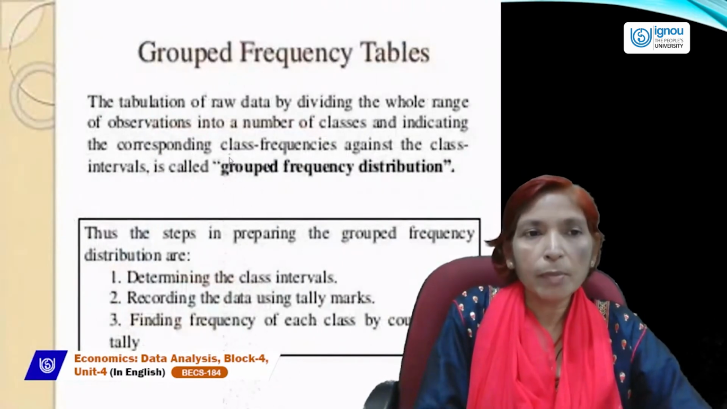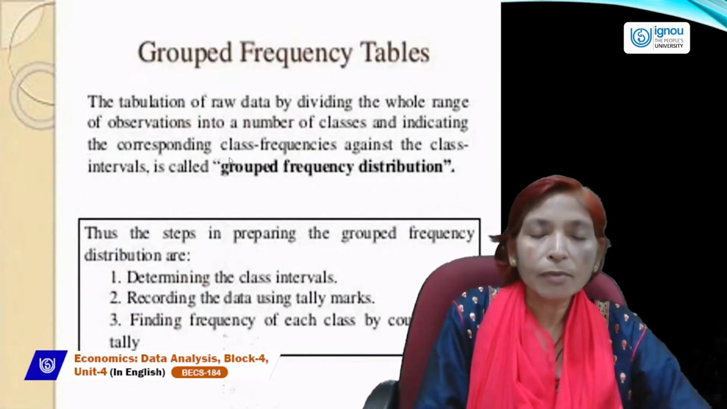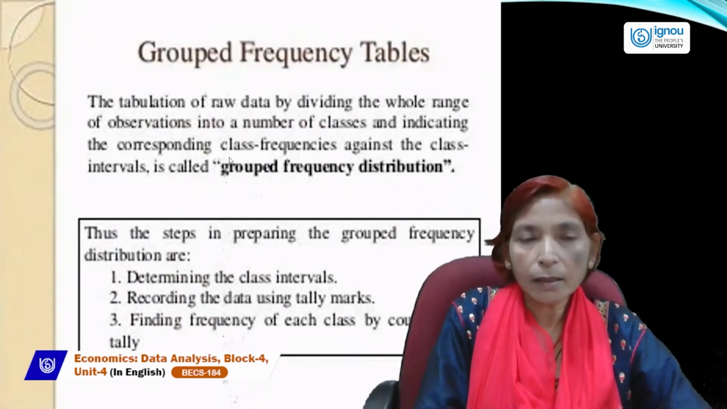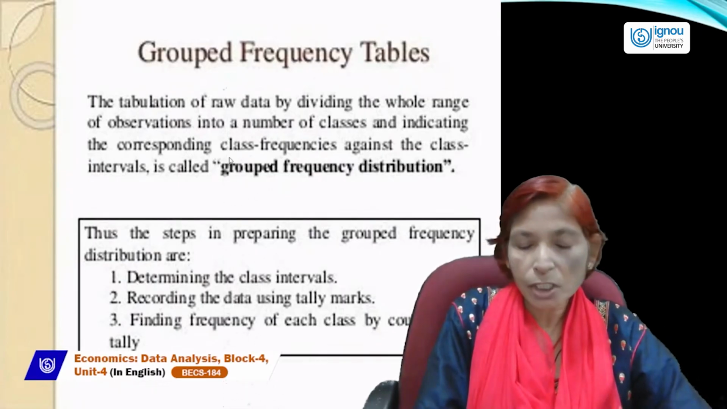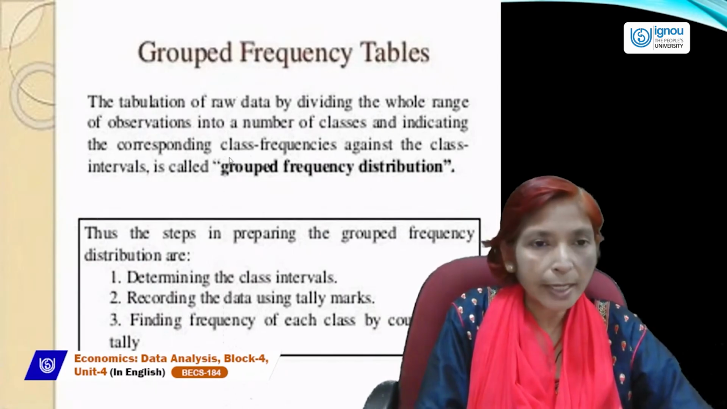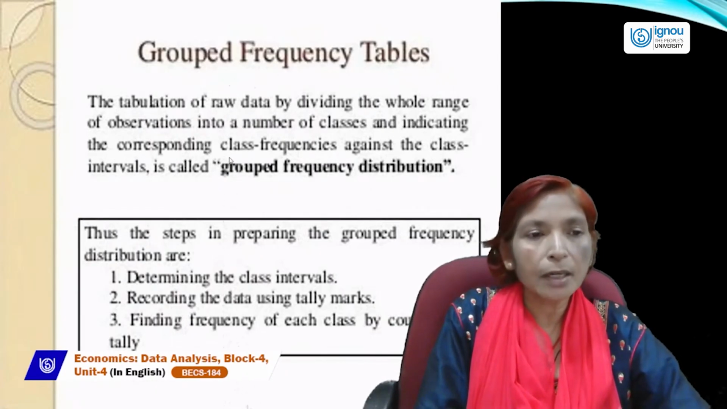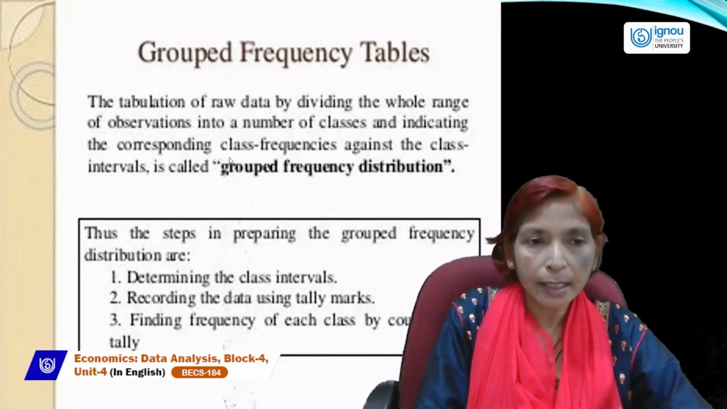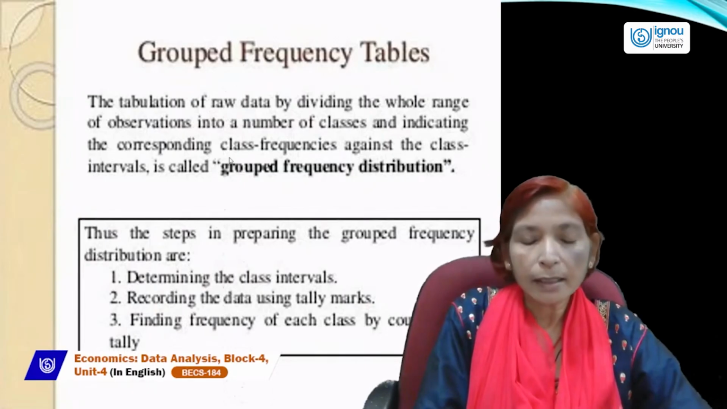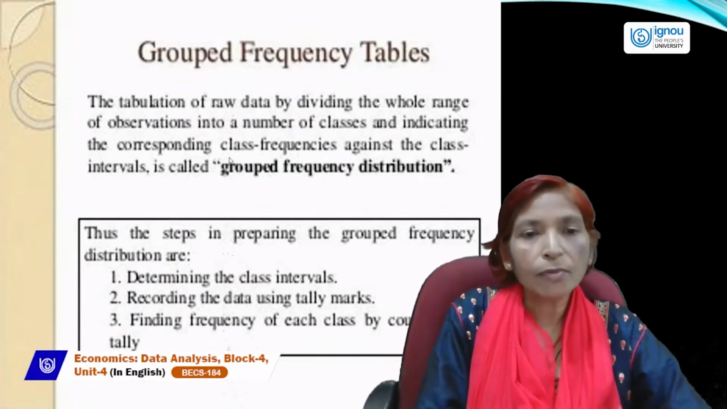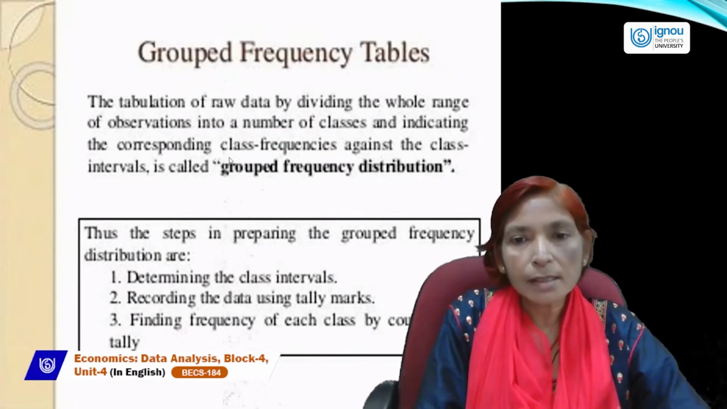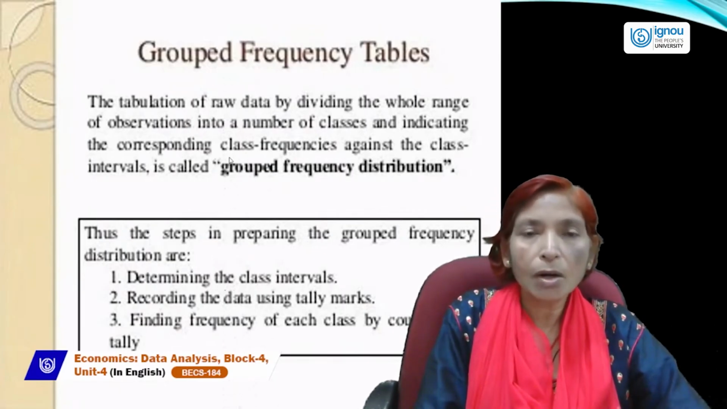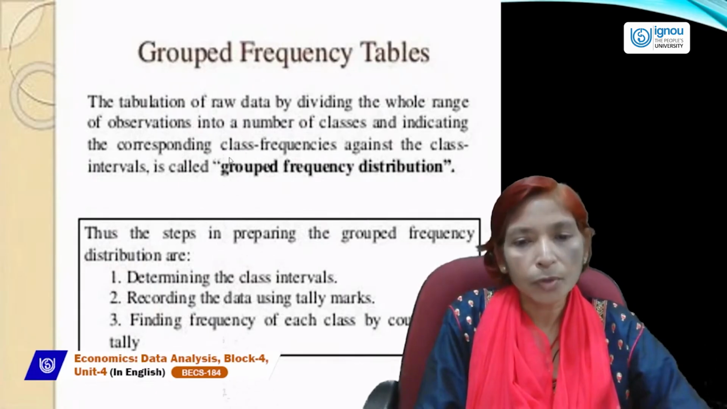Next, a table may be a grouped frequency table. The tabulation of raw data. Raw data is the data which we have collected in any way, which is not arranged, not classified, and not presented by tabular presentation. So before presenting the data, if we have collected it, that is called raw data. Tabulation of raw data by dividing the whole range of observation into a number of classes and indicating the corresponding class frequencies against the class interval is called grouped frequency distribution.